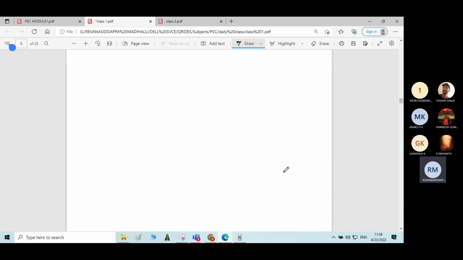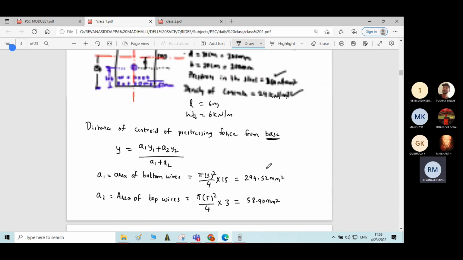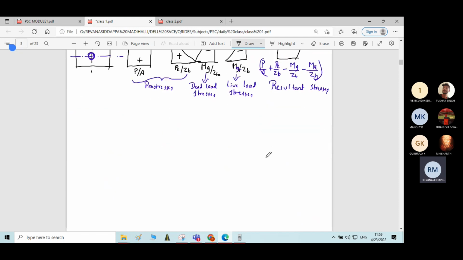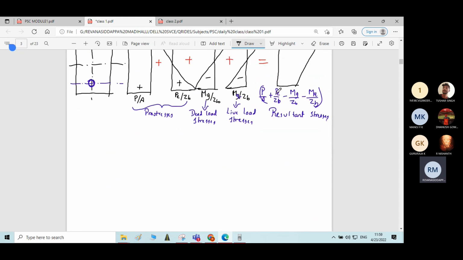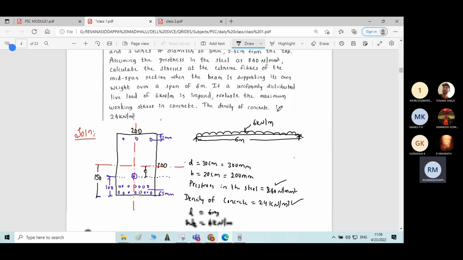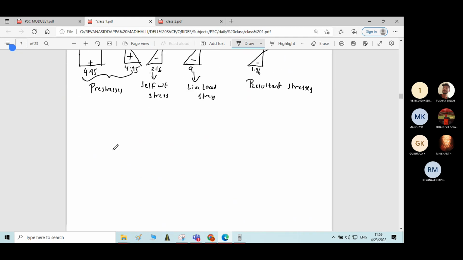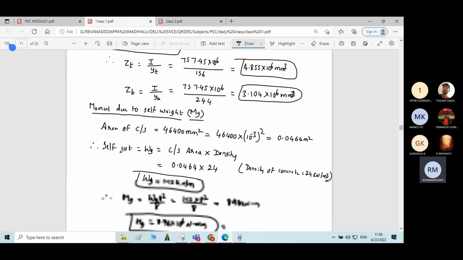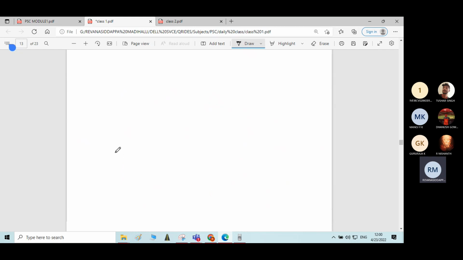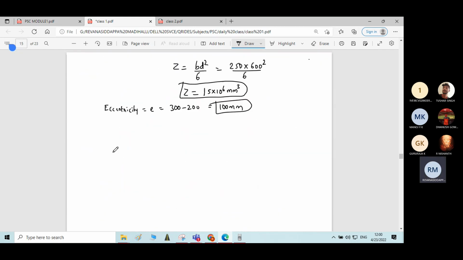What is the resultant stress at the soffit of the beam? I'll go to the introductory part. The resultant stress at the soffit of the beam is P by A plus P by ZB minus MG by ZB minus MQ by ZB. I will write the same formula here.